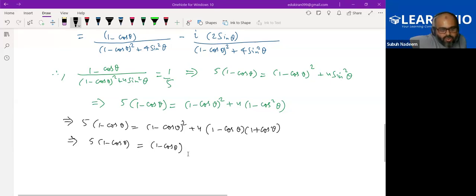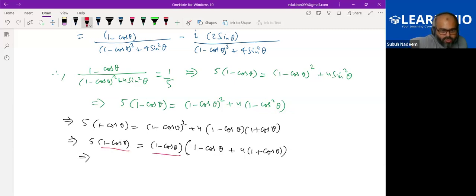Yeah. So 5 into (1 minus cos theta) into (1 minus cos theta) whole square. 1 minus cos theta we take common. It is (1 minus cos theta) plus 4 into (1 plus cos theta). So we can't cancel 1 minus cos theta. This is a common mistake which students make. They say let us cancel 1 minus cos theta. But this could be a solution also.